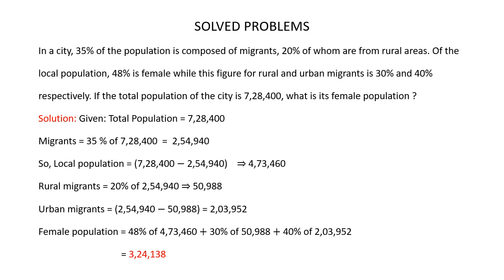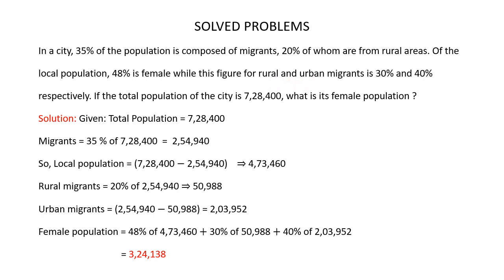Now let's understand this problem first. Here we are supposed to find the number of female population. So here it's given that 48% of the local population is female. So first we have to find out what is the local population. Then it's given that 30% of the rural migrants is female and 40% of the urban migrants is females. So we have to find out how many rural migrants are there and how many urban migrants are there.